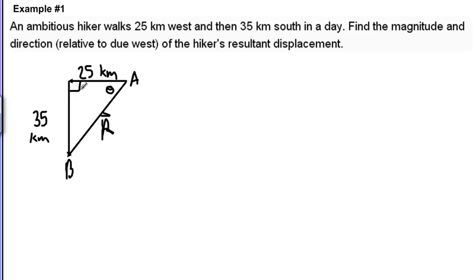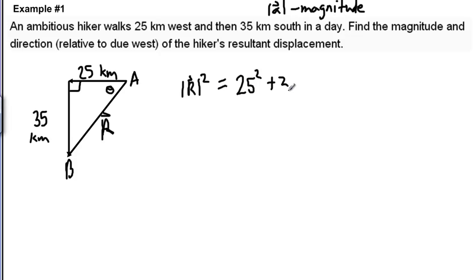So it's a right angle triangle because it's west and then south. So we can just use Pythagorean theorem. Notice I've got absolute value around the R. The absolute value of a vector represents its magnitude. That's your magnitude. So if I'm doing the magnitude here, I'm going to go 25 squared plus 35 squared, and then I need to take the square root. So the magnitude of our resultant is 41.3 kilometers.